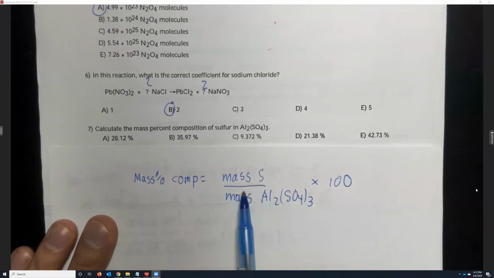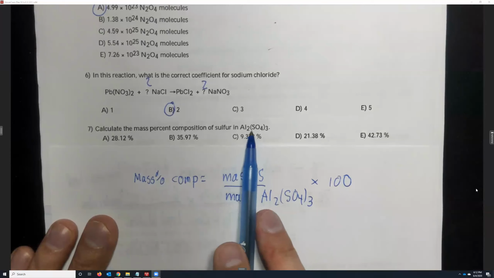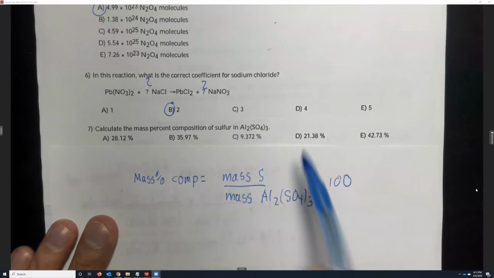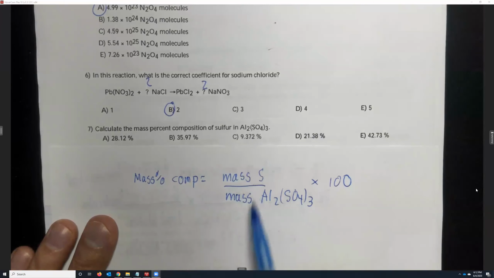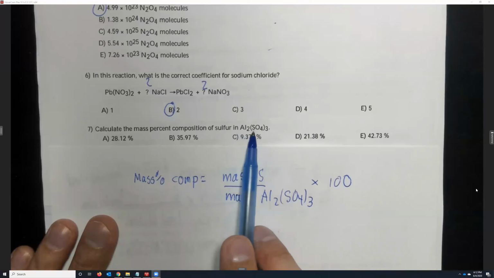Now the trick is, well, how much of this do I have? I have to make an assumption about the amount of this I have, right? Because this is a property where the amount matters. If you have 1 gram of this or 1,000 grams of this, the amount of sulfur and the amount of aluminum sulfate are going to be different. So what you have to do here is assume that you have 1 mole. So if you have 1 mole of this, how many moles of sulfur do you have?